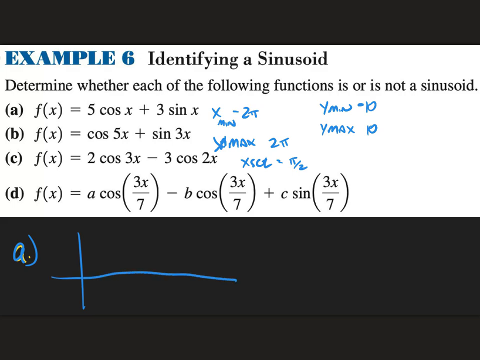All right, so you get close to the x-axis. It goes down, it goes up, it comes down, it comes up. So it's going to look something like that. So yes, this is periodic.